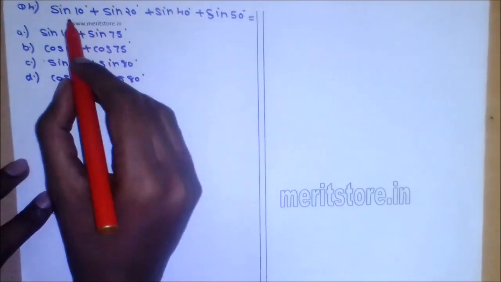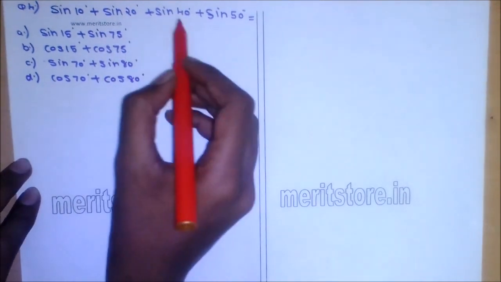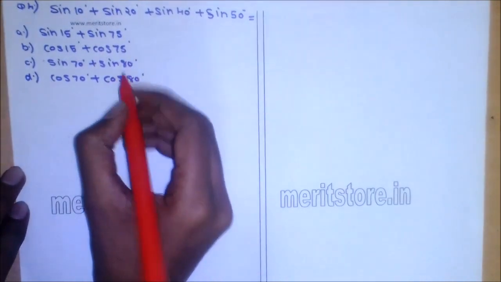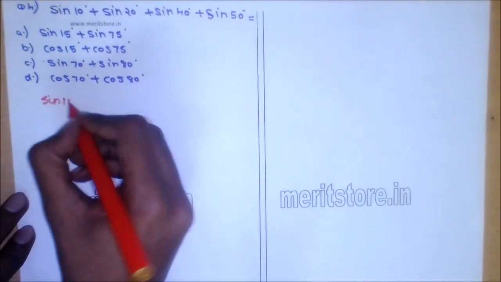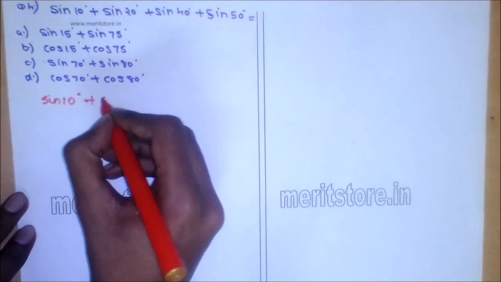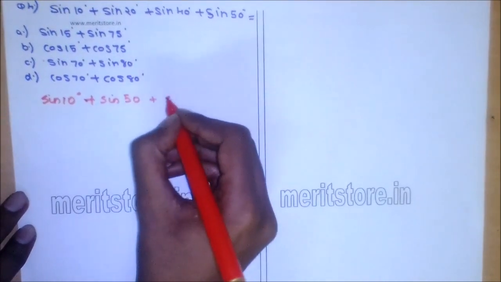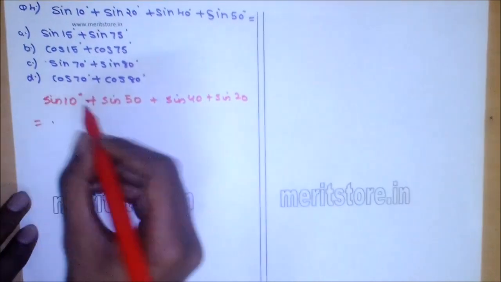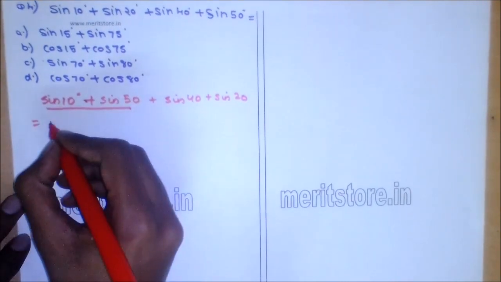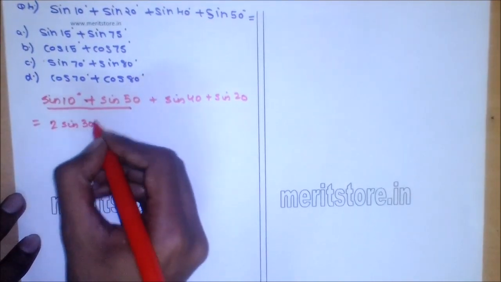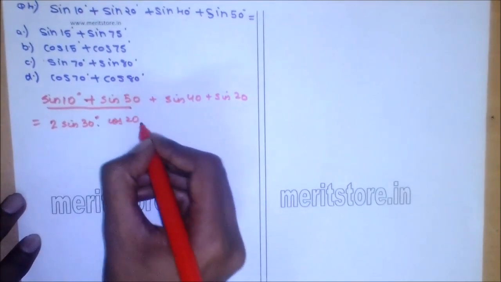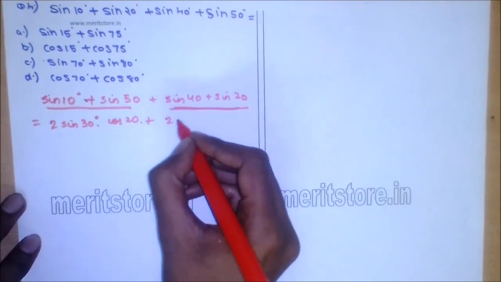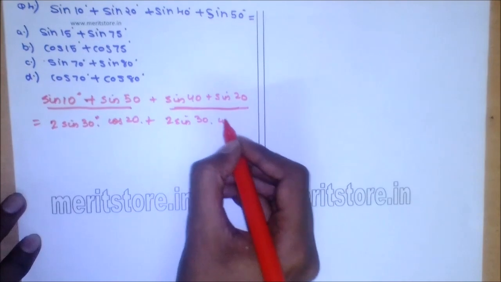In this question we have to evaluate this expression: sin 10, sin 20, sin 40 and sin 50, and these are the options. So first we rearrange the terms, so this is sin 10 plus sin 50 plus sin 40 plus sin 20. We use the sin A plus sin B formula, so we get 2 sin 30 cos 20, and again here too we use the sin A plus sin B formula, so that is 2 sin 30 cos 10.